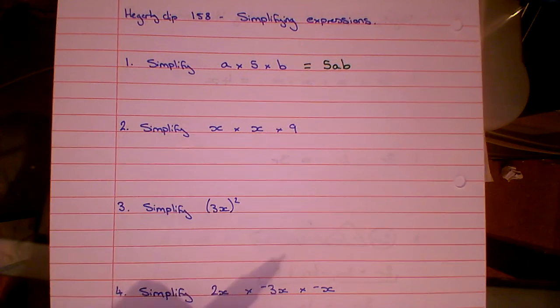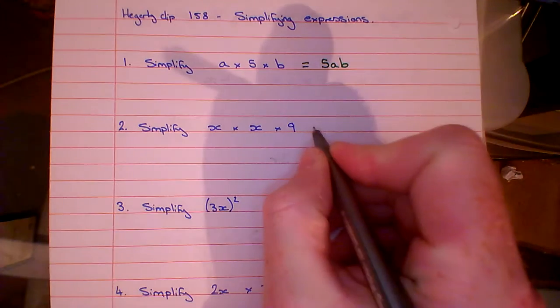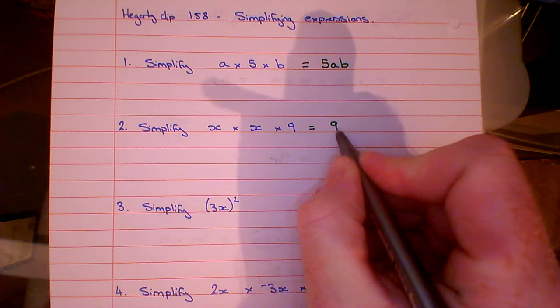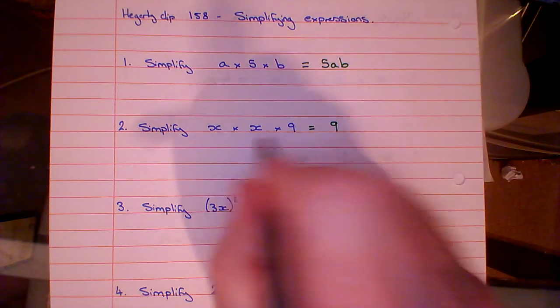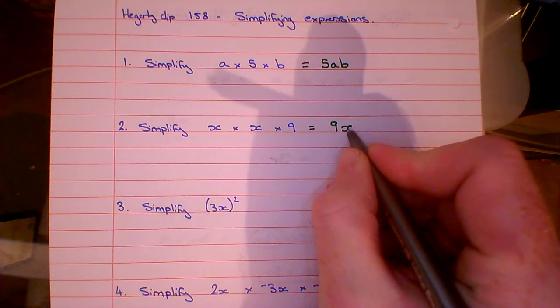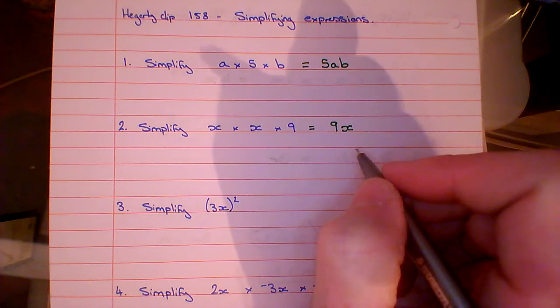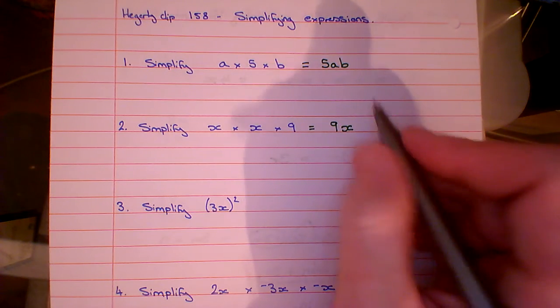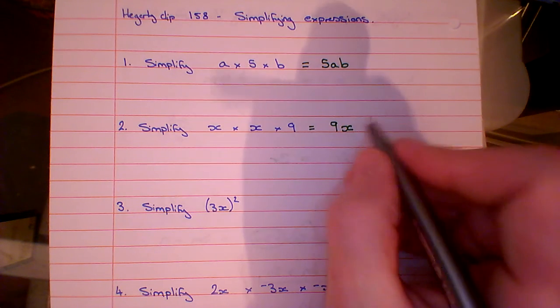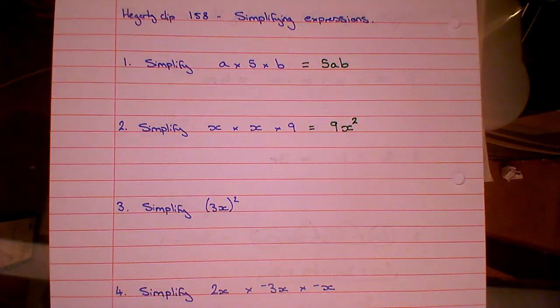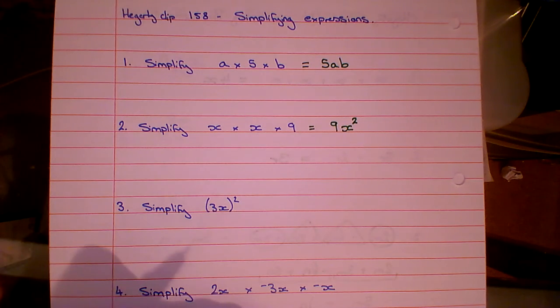Okay, number 2, x multiplied by x multiplied by 9. Well, we've just said that the numbers are going to come first. Well, I've got 9 first. My letters, well, I've got x and I've got x times x. Now any number multiplied by itself is a square number, so x is no different. So x times x is x squared, so it's 9x squared. I'm simplifying this.